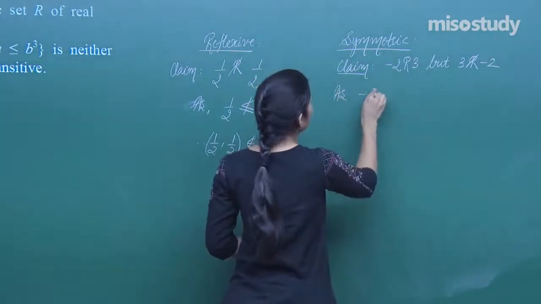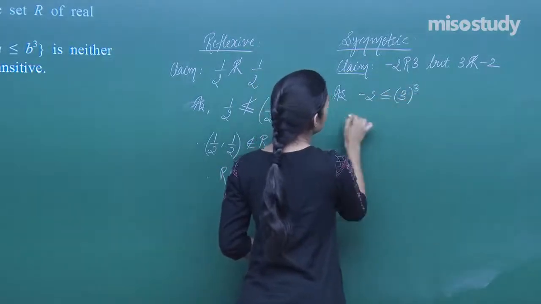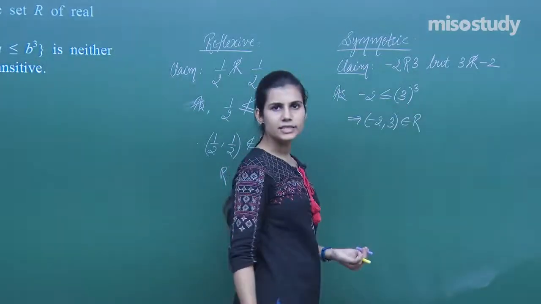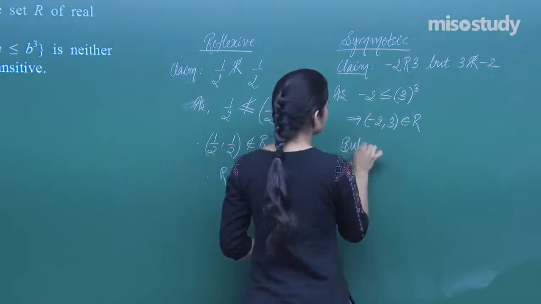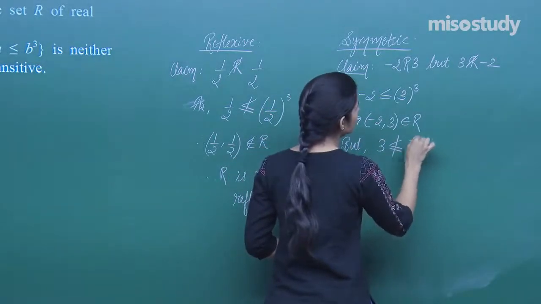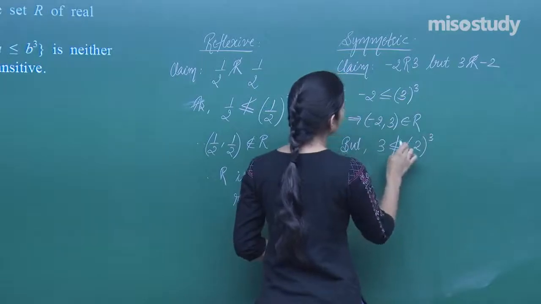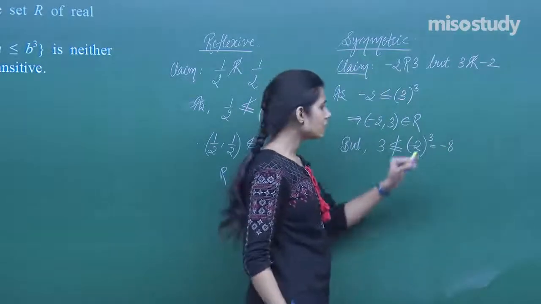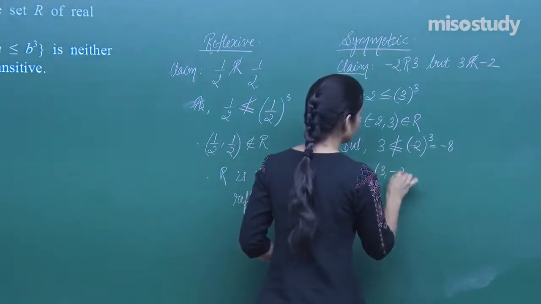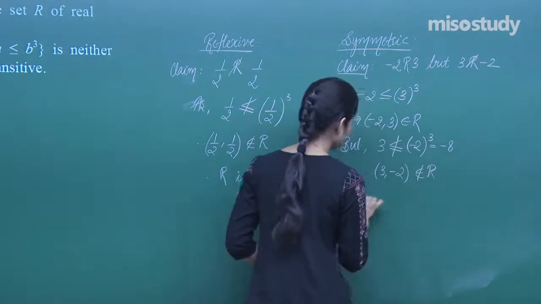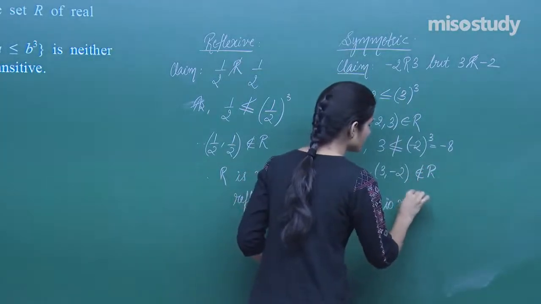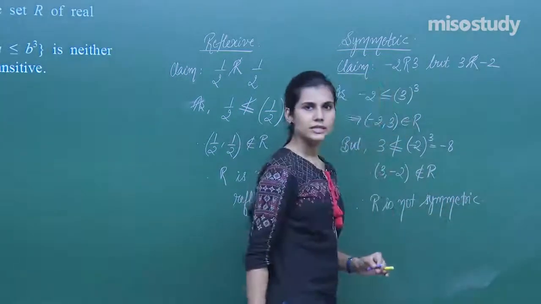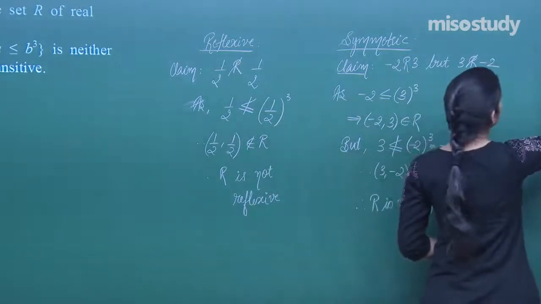So, as minus 2 is less than or equal to 3 cube, this implies minus 2 comma 3 is in the set R because minus 2 is less than 27. But 3 is not less than or equal to minus 2 cube, which is minus 8. 3 is not less than or equal to minus 8, and therefore 3 comma minus 2 does not belong to R, and therefore R is not symmetric. Is it clear? Now talking about transitivity.